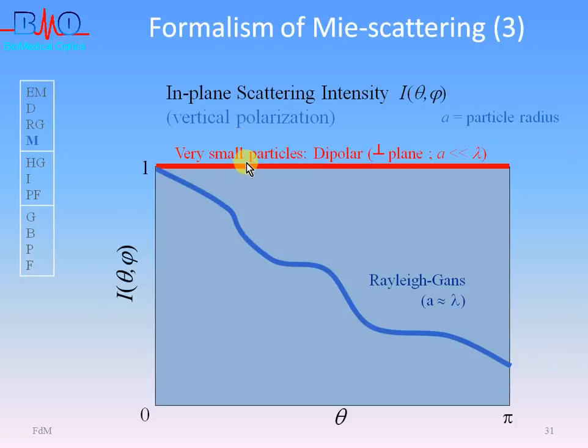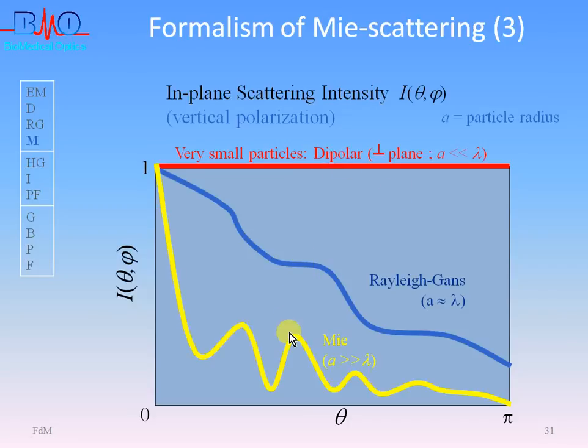Now we have, for very small particles, in the non-depolarized case, a constant 1. For Rayleigh-Gans it is decreasing. For Mie it's even more decreasing.